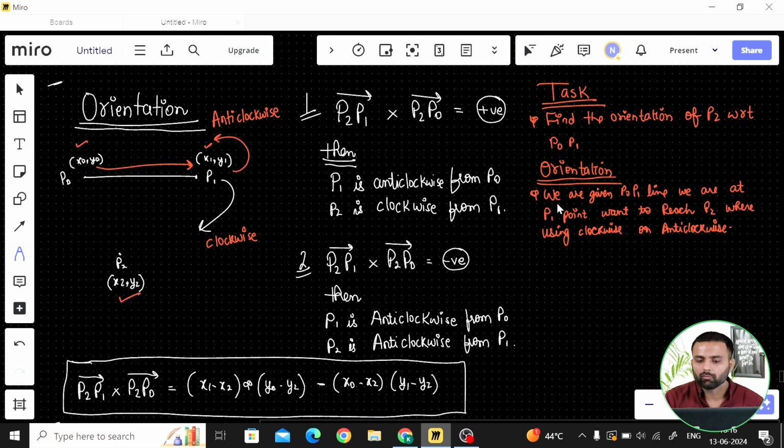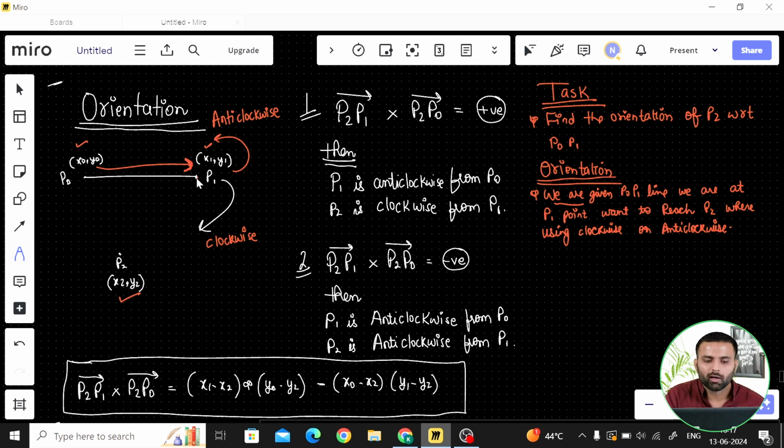Let's understand what the meaning of orientation is. Here I have written that part. We are given the P0 P1 line, and we are at the P1 point, which means its direction will look like this. We just have to calculate how to reach P2 with the help of the line segment we have. So which direction do we have to move, clockwise or anti-clockwise? We have two directions now.